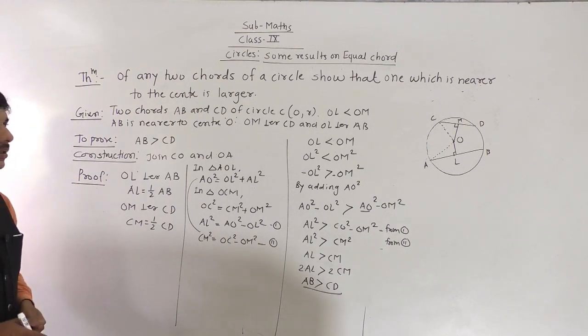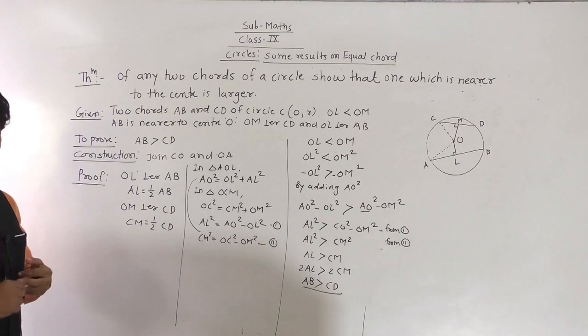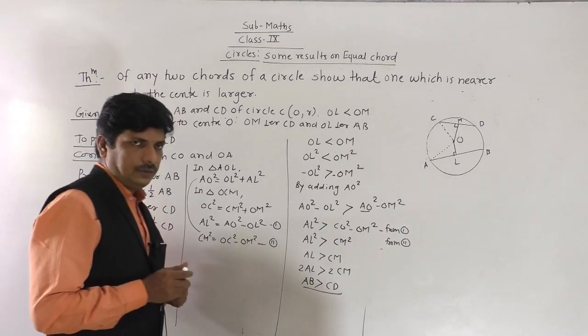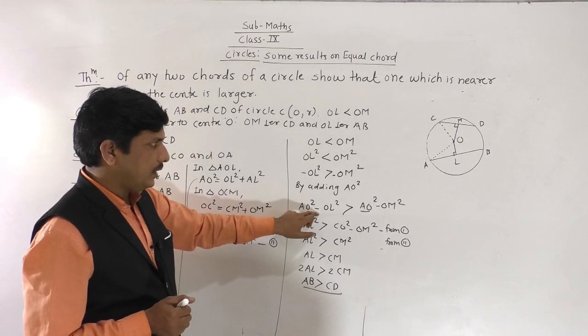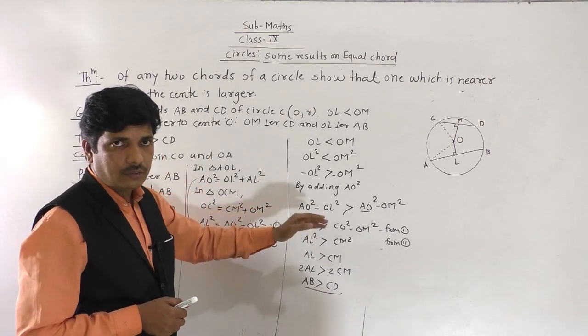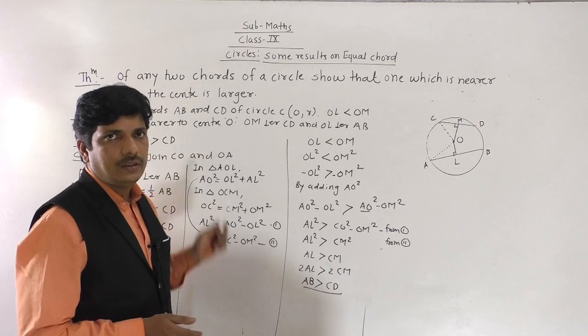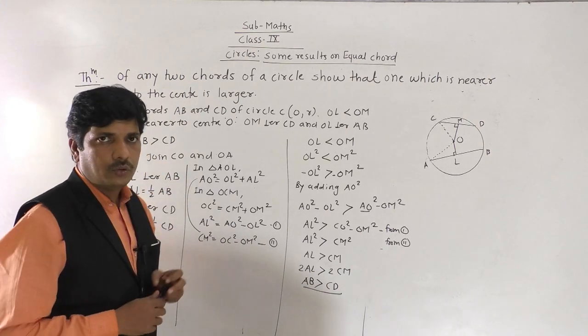This is an easy theorem, but we need to do some things on our own. Okay, we have to add. Why is it subtracted here? Why do we need to add? That you will understand. Without this, we will not get the result which we want.